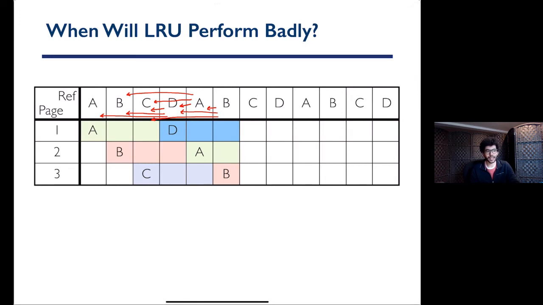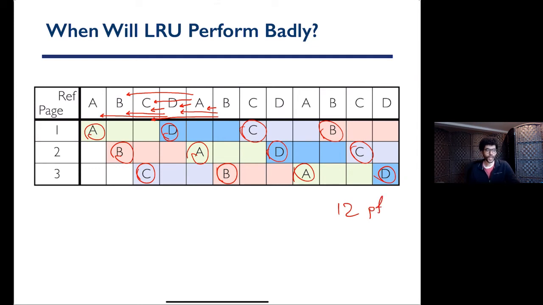And you can do this again and again and again. And as you can see, with LRU, I'm going to get a page fault on every single access. So 12 page faults in this example. So every single access leads to a page fault with LRU.